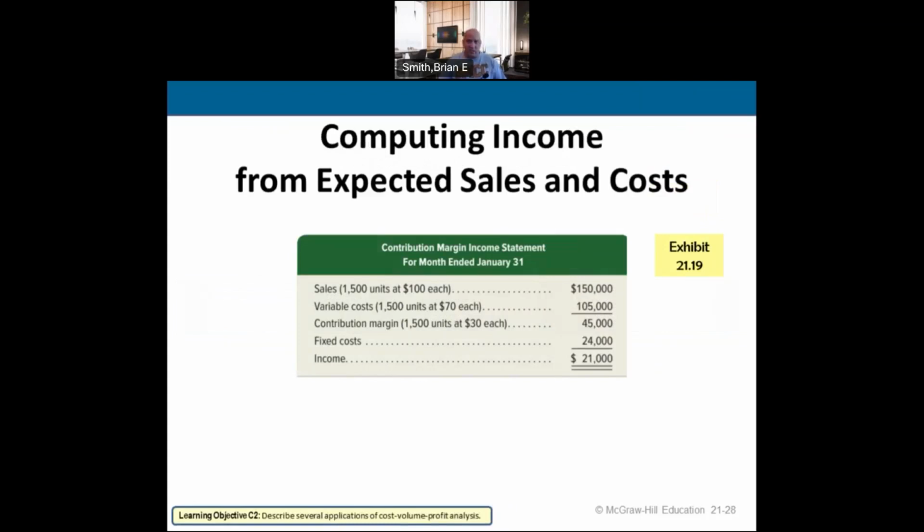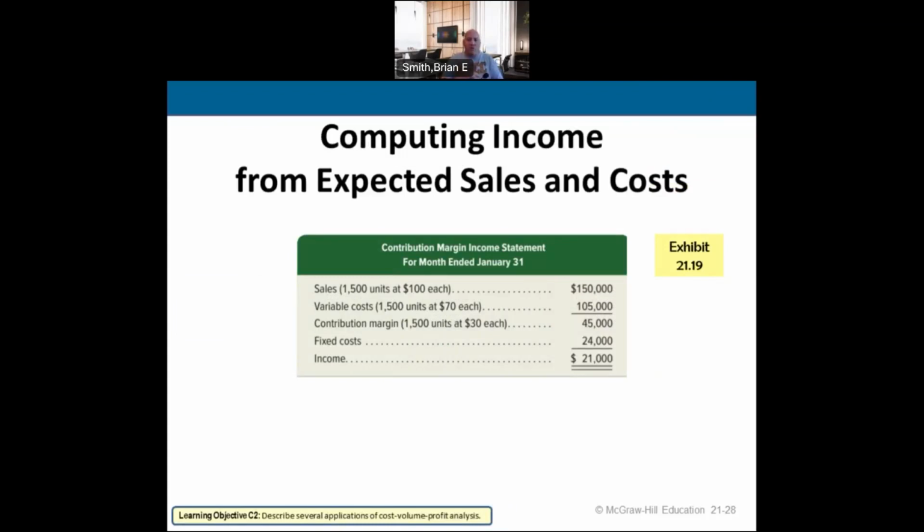Here again, expected sales and costs using the income statement approach. Basically, they're saying they need $21,000 of income to feel safe, to feel like, hey, if we achieve this, how much are we going to make? That's where we're at.